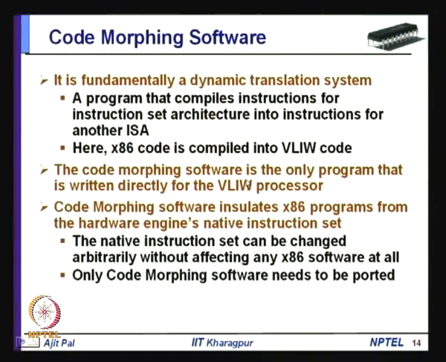So, the code morphing software is translating codes of one instruction set architecture, that is your x86, to another instruction set architecture, that is the Transmeta's VLIW instruction set architecture. This code morphing software is the only program that is written directly for the VLIW processor. And as I have mentioned, code morphing software insulates x86 programs from the hardware engine's native instruction set.